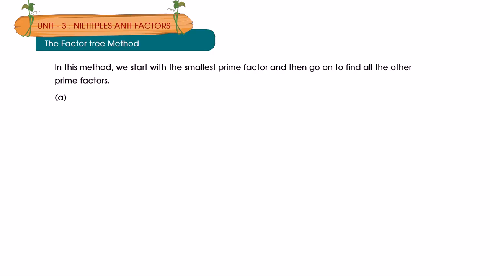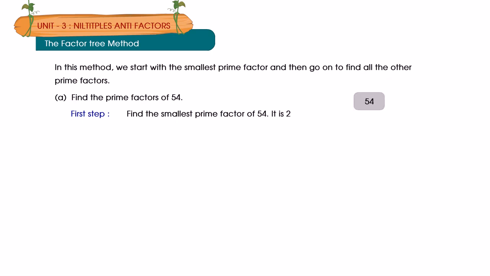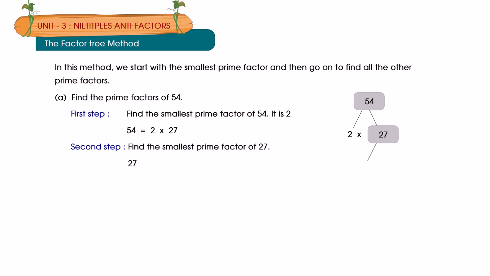A. Find the prime factors of 54. First step: find the smallest prime factor of 54. It is 2. 54 is equal to 2 into 27. Second step: find the smallest prime factor of 27. 27 is equal to 3 into 9.